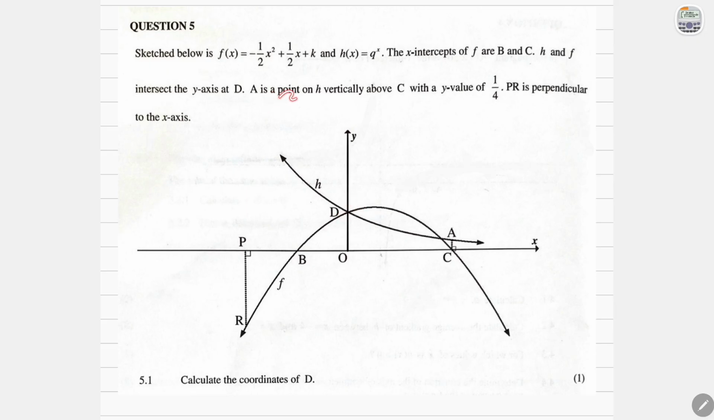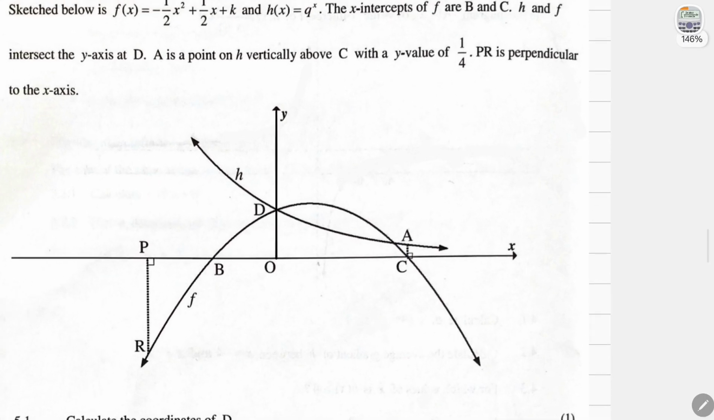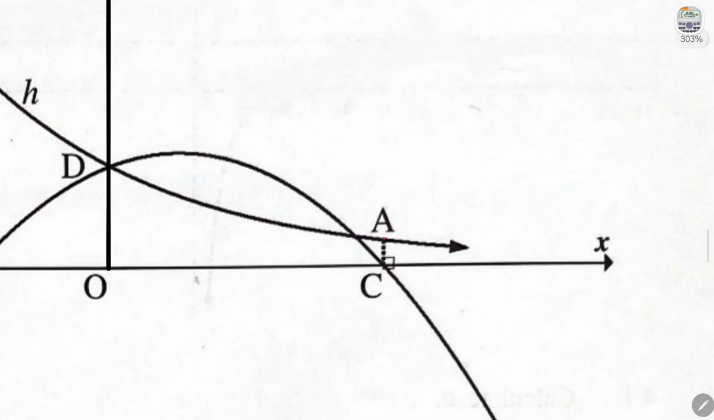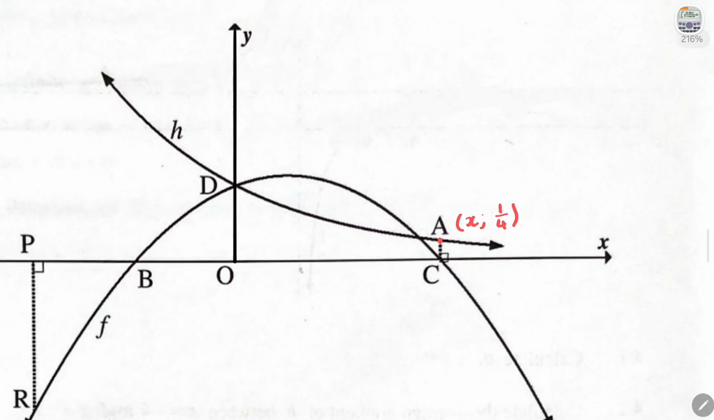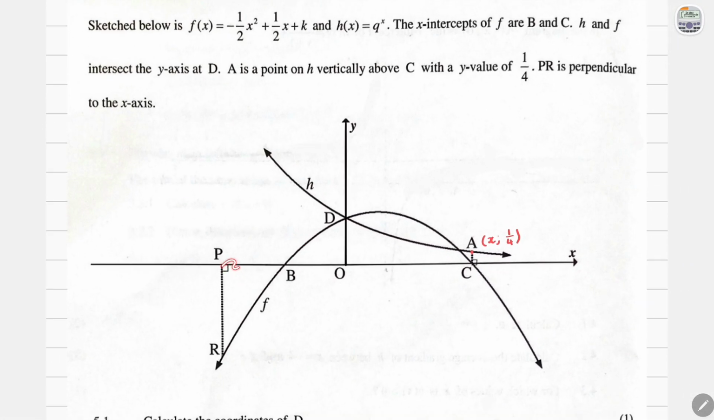And then they tell us that A is a point on h vertically above C. So this is vertically above C, so they share the same specific coordinate. It could be x or y. You need to remember that. And they say with a y value of 1 over 4. We should probably put that down. So this has a y value of 1 over 4, meaning it's currently just x and 1 over 4. Let's just keep it like that. And then they tell us that PR is perpendicular to the x-axis, as we can see. Let me also just extend that line.